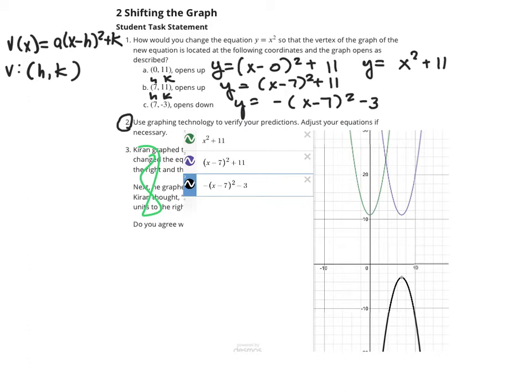So let's just check. If I look at A, the vertex is at (0, 11) and it opens up. Right there, opens up, we're good. Here, I've shifted it to the right 7 units, but not changed the up and down, and it still opens up. Here, I've still shifted right 7, but down 3 and opening down. So they all work out. All right, so take a few notes. I'm going to delete this graph and move on to number 3.